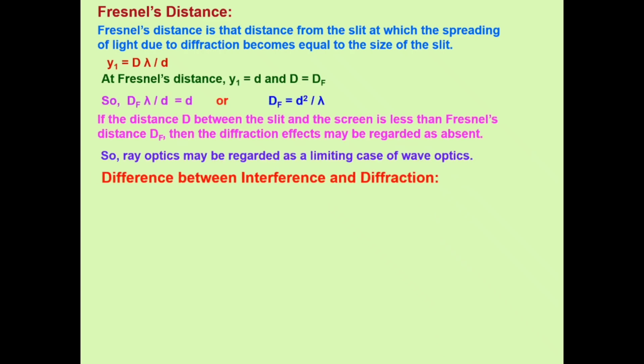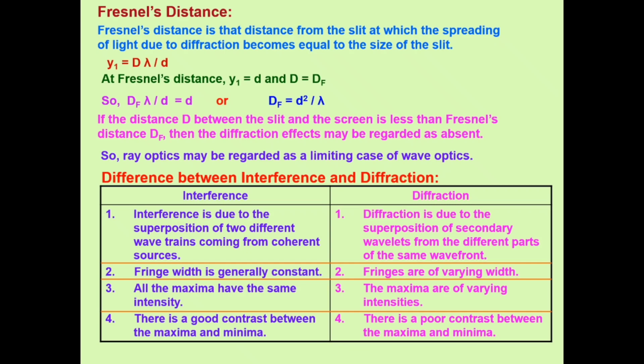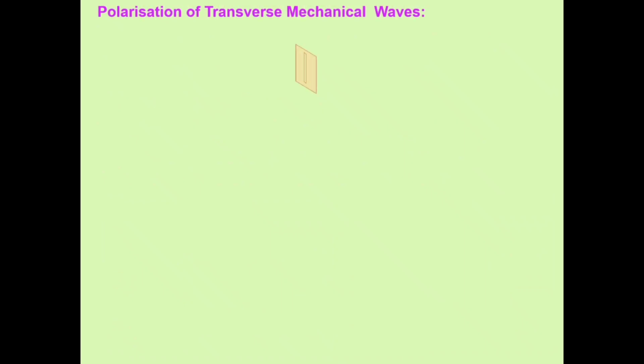Simply, the Fresnel distance is the limit of ray optics; after that, wave optics characteristics are included. If you calculate, you get d_F equals d square by lambda. And here are also some differences between interference and diffraction.